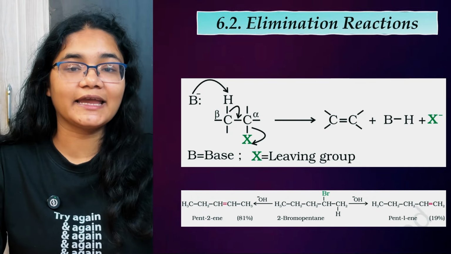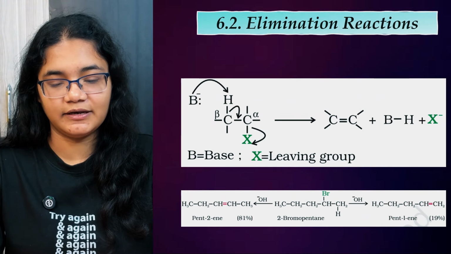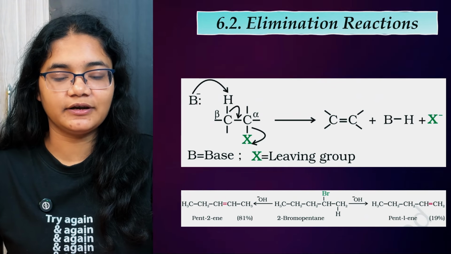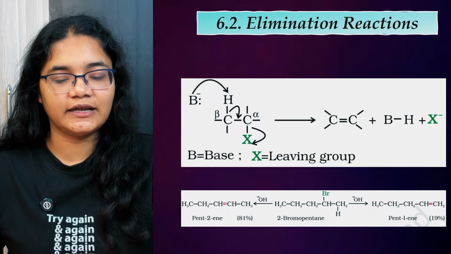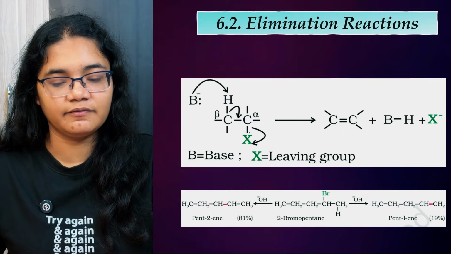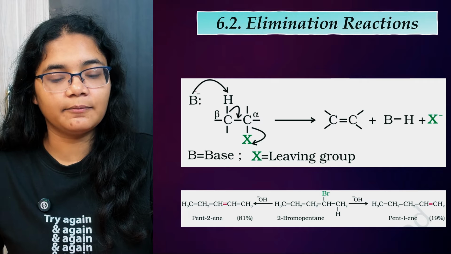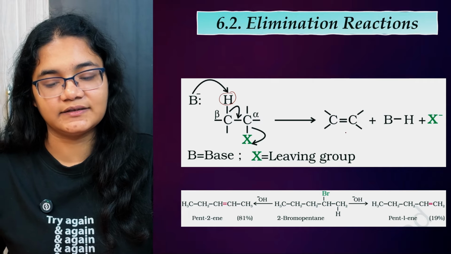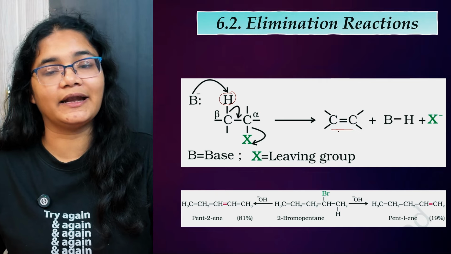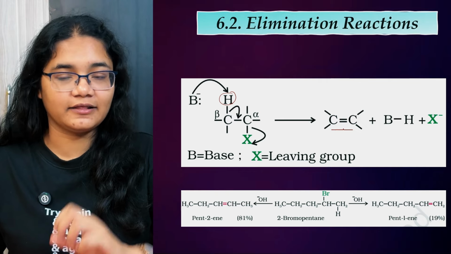Now we'll go to the second chemical reaction, that is the elimination reaction. In an elimination reaction, you can see the carbon which contains the X group is called alpha, and the next carbon is called beta. The base abstracts the hydrogen, a double bond is formed here, and you get an alkene as the final product.